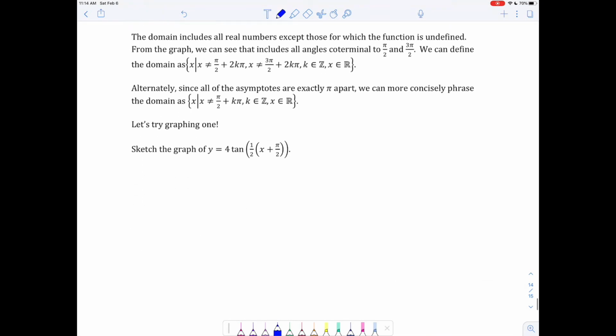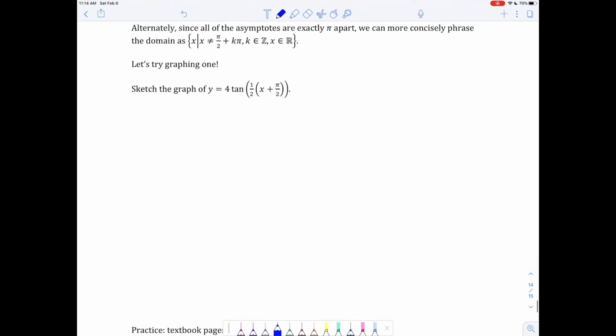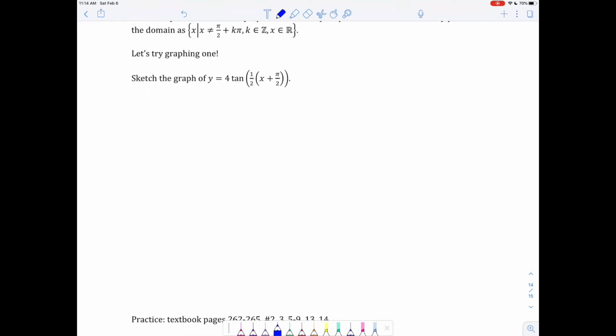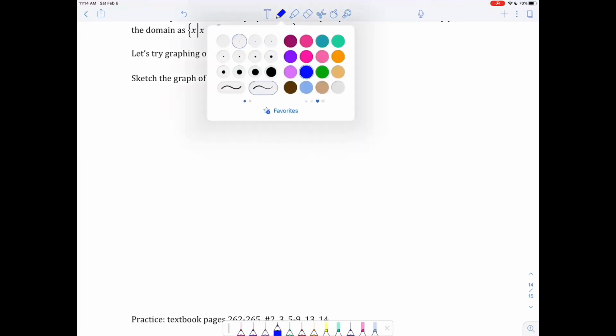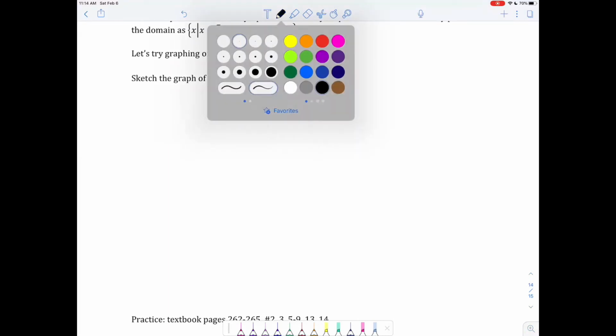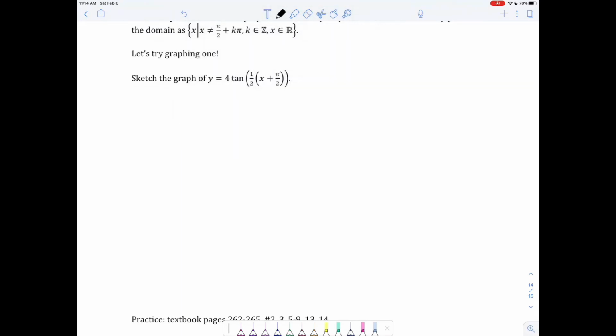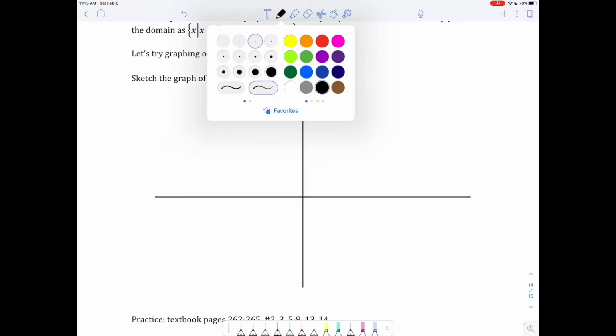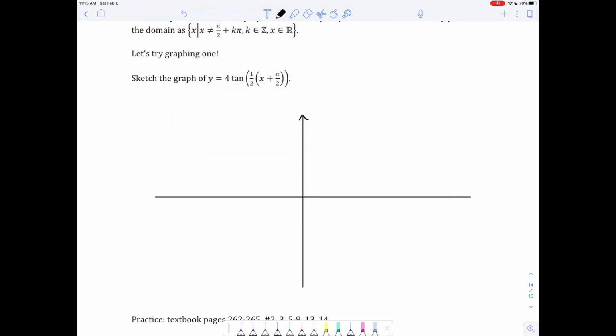We're going to try graphing one. It could potentially be a doozy, but we'll see what happens. Just going to pull out this trusty color that I like to use for axes. Using my ruler, I draw a nice straight line. This will be y. That'll be x. Let's figure some things out.